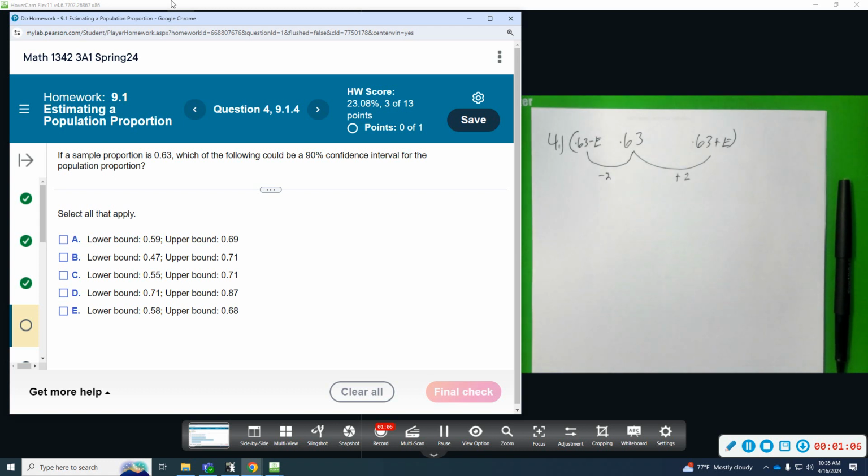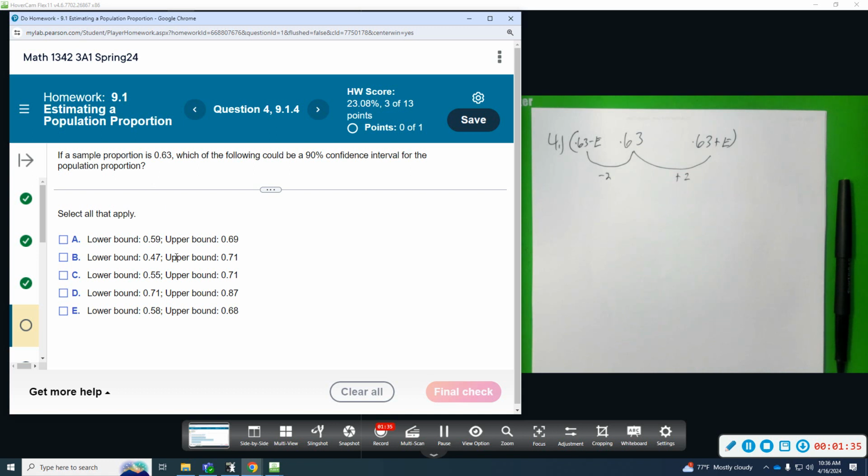If I look at A, and they want you to select all that apply. If I started at 0.63 and I went to 0.69, that would add 0.06. So if I was to subtract 0.06 from 0.63, I would get 0.57. So this would not work. It's not the same on both sides.